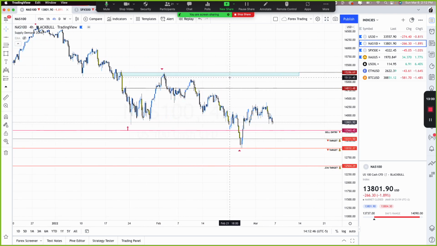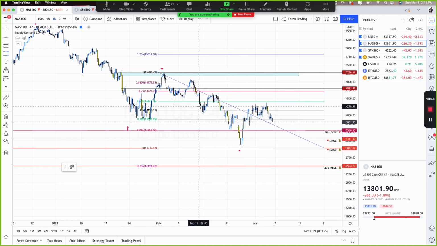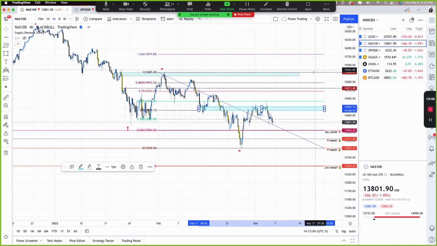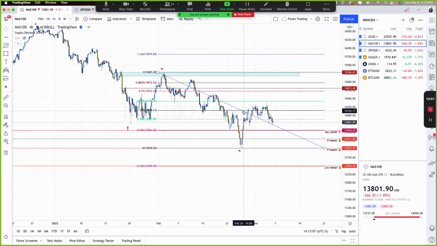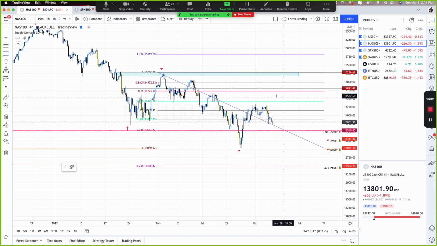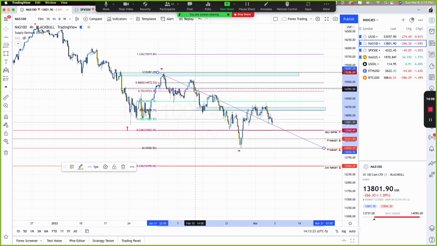Pullback was at 50%. So then I measured again from this area to this area. Look at that. Just beyond 50%. Let me get rid of this fib too. Clean this up. Oh, I didn't mark it yet. My bad. Just beyond 50%. Right here. Now I'll get rid of that fib.